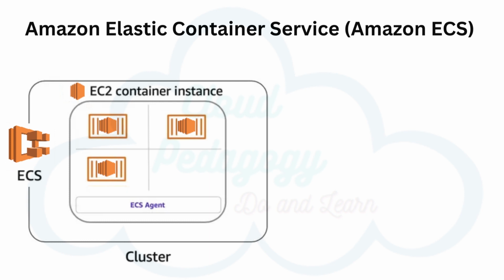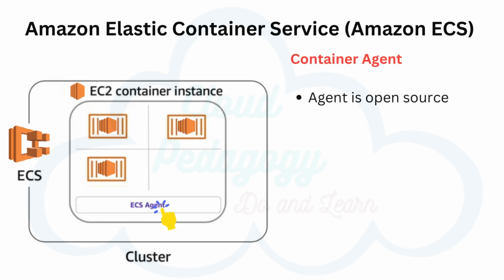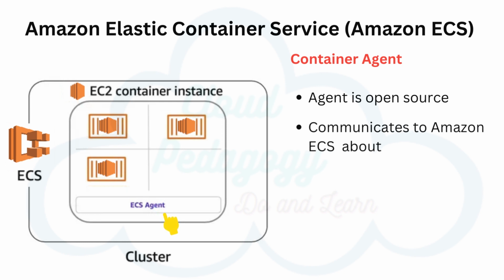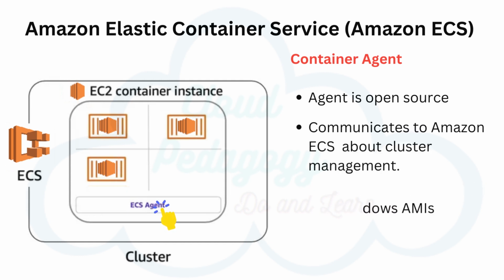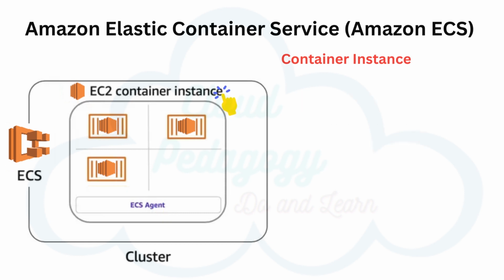To run and manage your containers, you need to install the Amazon ECS Container Agent on your EC2 instances. This agent is open source and responsible for communicating back to the Amazon ECS service about cluster management details. You can run this agent on both Linux and Windows AMIs. An instance with the container agent installed is often called a container instance.